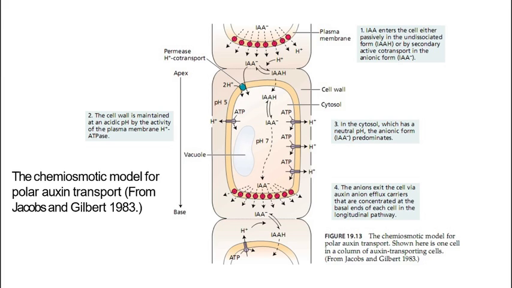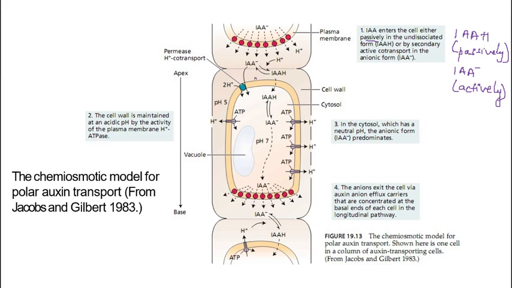So see, this is the more elaborate form of the auxin transport. Here, IAA enters the cell either passively in the undissociated IAAH form, without any energy, or it enters in the negatively charged form by a transporter, secondary active transport. So this is an active transport.